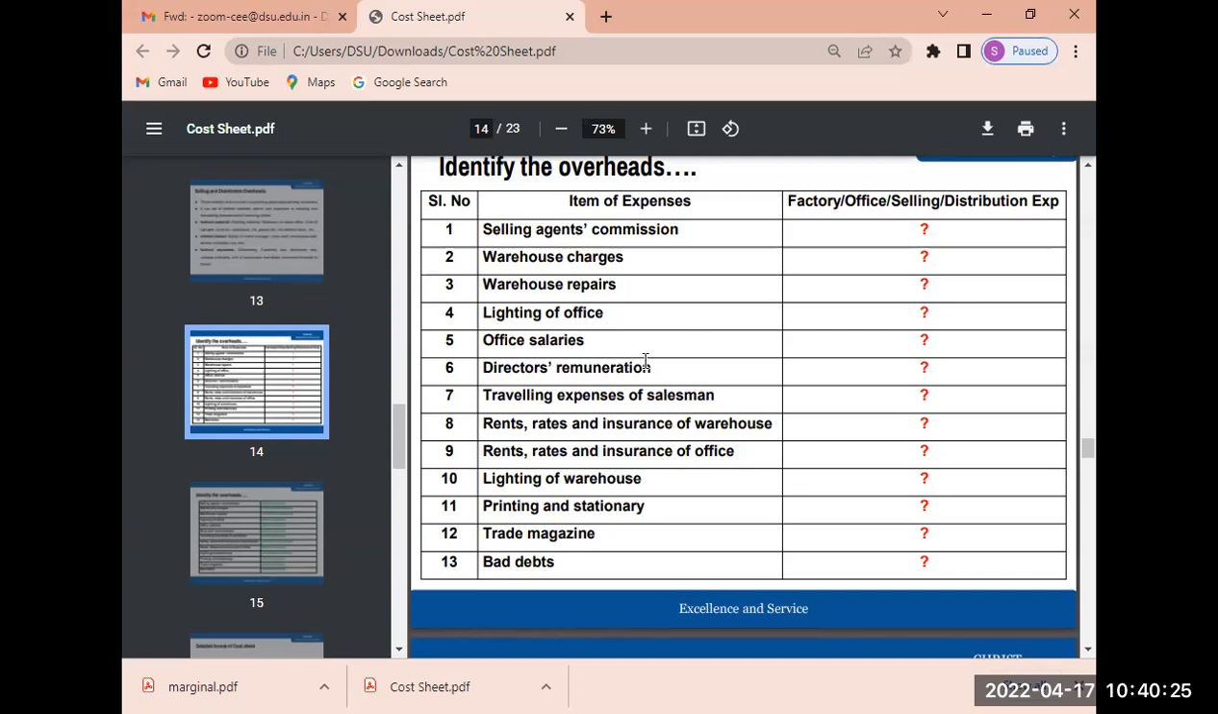Why? Brochure of what? Then it is selling. What is delivery labor? That is selling expense. Selling expense. So you have to understand what expense exactly it is, then we can categorize it.